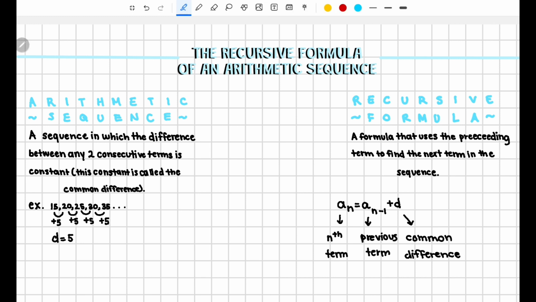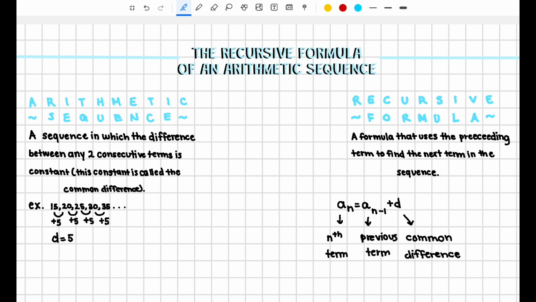The recursive formula is a sub n, that's our nth term, is equal to a sub n minus 1, that's our previous term, because remember, n is the term number. So the nth term is equal to a sub n minus 1, the previous term, plus the common difference.